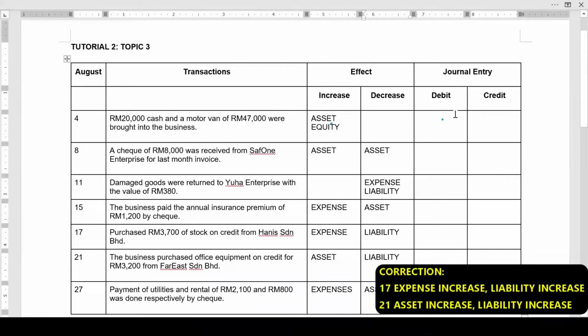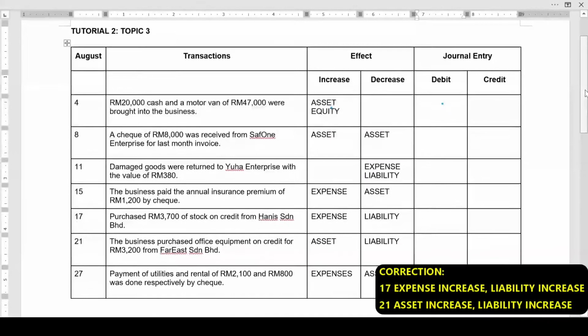Alright, so now let's look at the journal entry for each of these business transactions. We have discussed the effects just now, so now let's look at the journal entry.